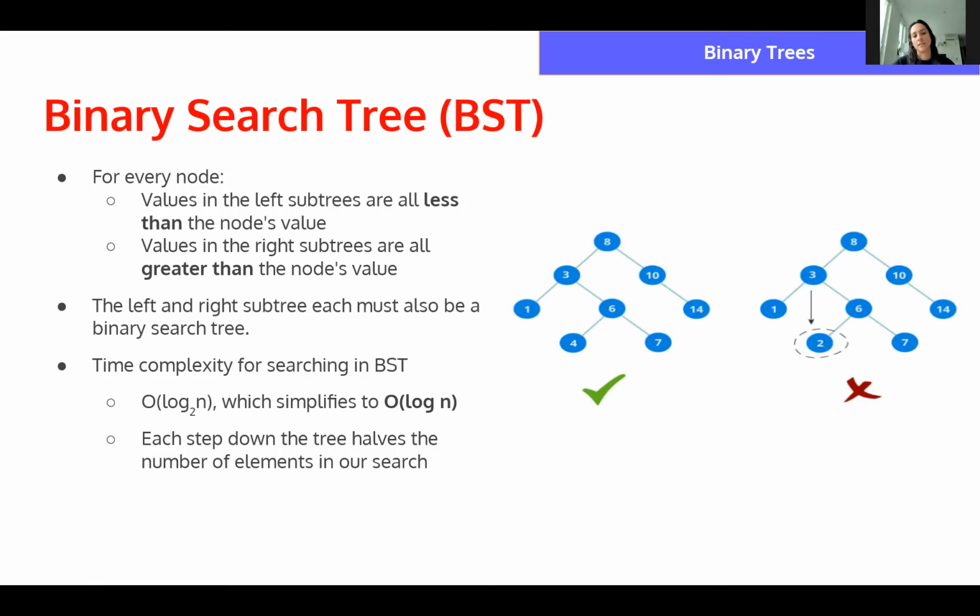And so for time complexity, the time complexity for binary search trees is O of log n, and each step down the tree halves the number of elements in our search. So that kind of explains why it's log n. Does that make sense to everyone? Essentially, if you're looking for a specific value, every time you make a move, either right or left, you're cutting the potential nodes that you need to visit in half. Because that's continuously halving the number of nodes you need to visit, it is log n.